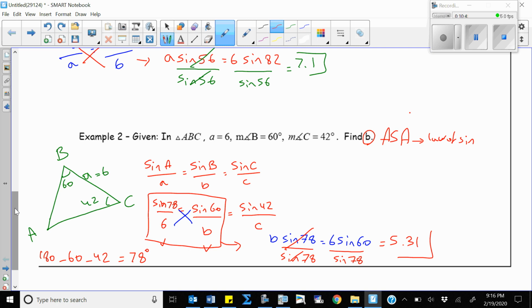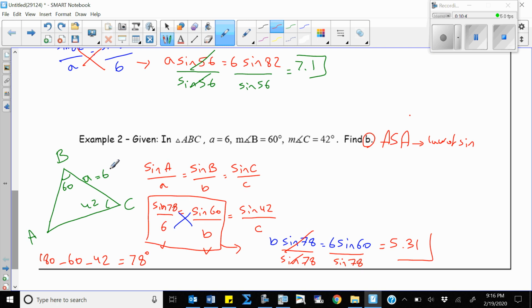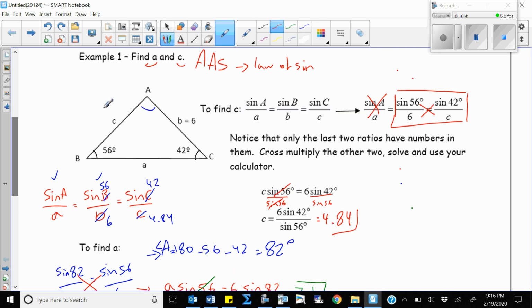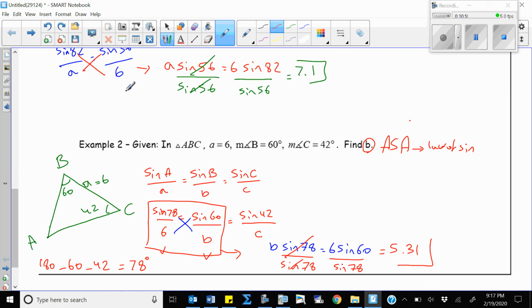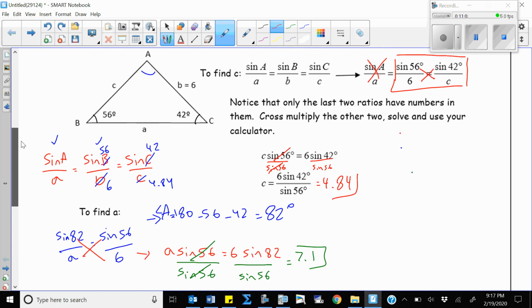So basically, if we have two cases, angle, side, angle, and angle, angle, side, we can use law of sine. Notice that in both cases, two angles and one side is given. So this was today's lesson. Practice more to learn more about this law of sine and cosine.